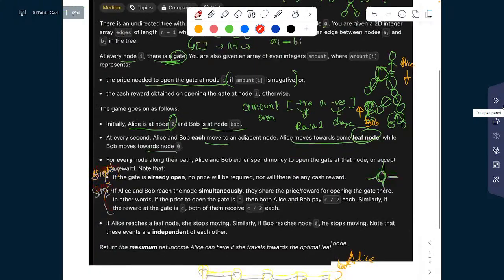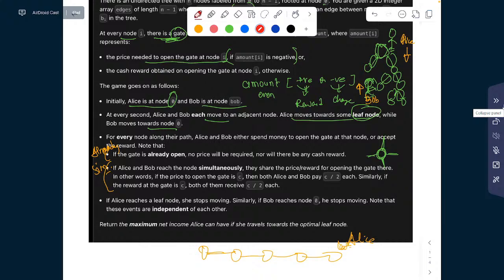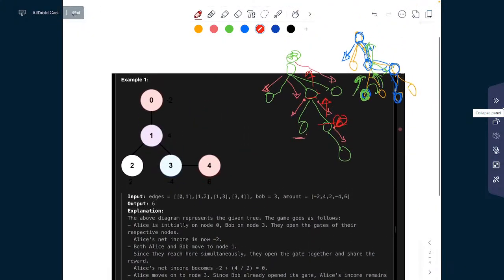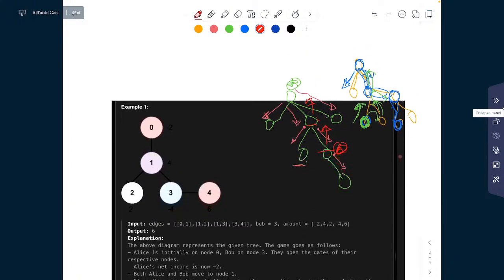It is a game, right? Return the maximum Alice can have, maintaining the optimum process. So it means be very well placed, right? We have to maximize it. Yeah, we have to maximize that.